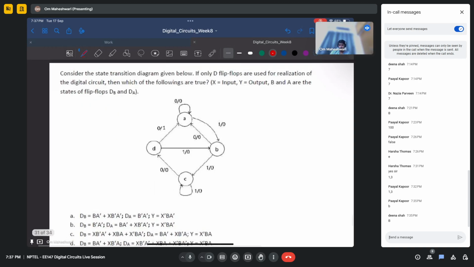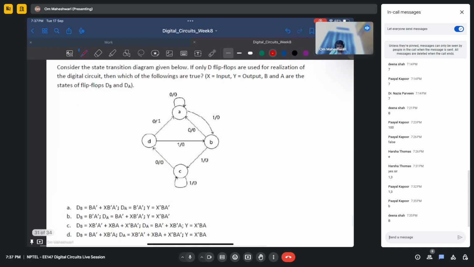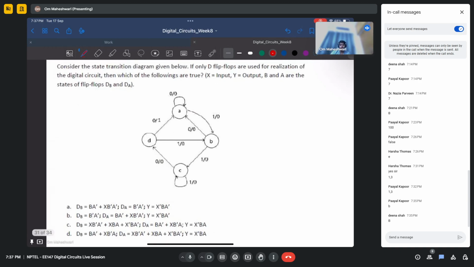So next question is this. Consider the following state transition diagram given below. If only D flip-flops are used for realization of the digital circuit, then which of the following are true? Where X is input, Y is output, B and A are the states of flip-flops, DB and DA.